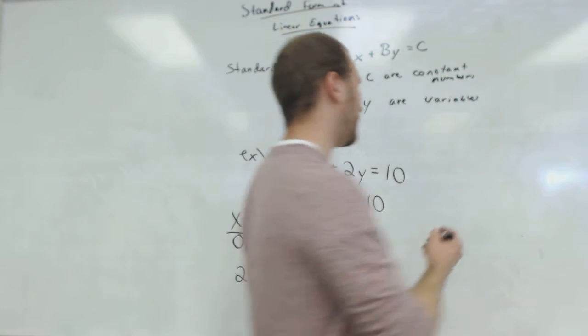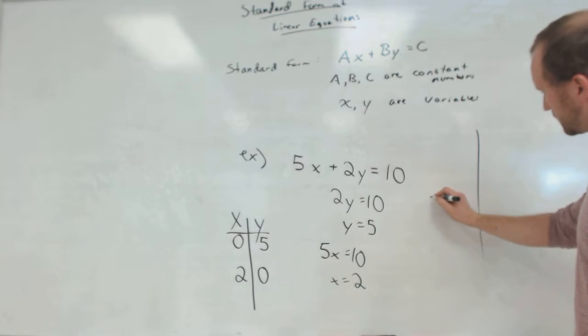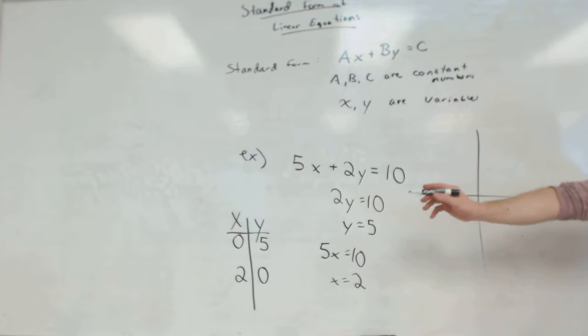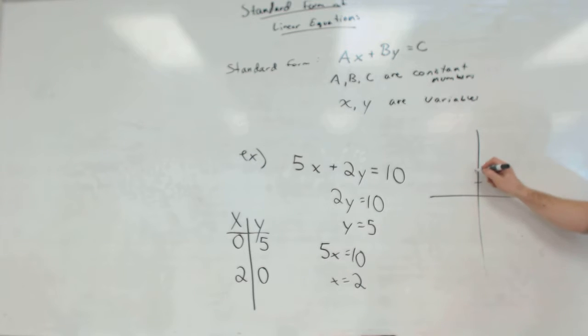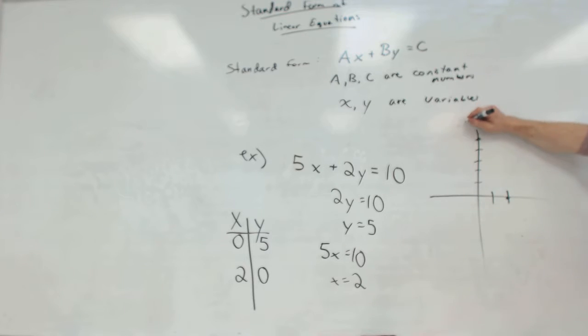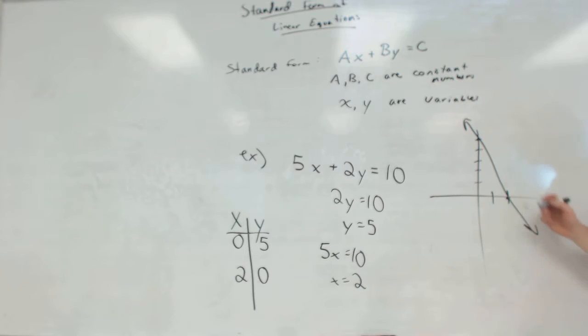Now we've got our line, because there's only one line that can connect the point 0, 5. This is the point 0, 5, and 2, 0. Right? The line has to go like this. There's no other possible straight line that connects these 2 points. So just by finding the x and y intercepts, we've found our line.